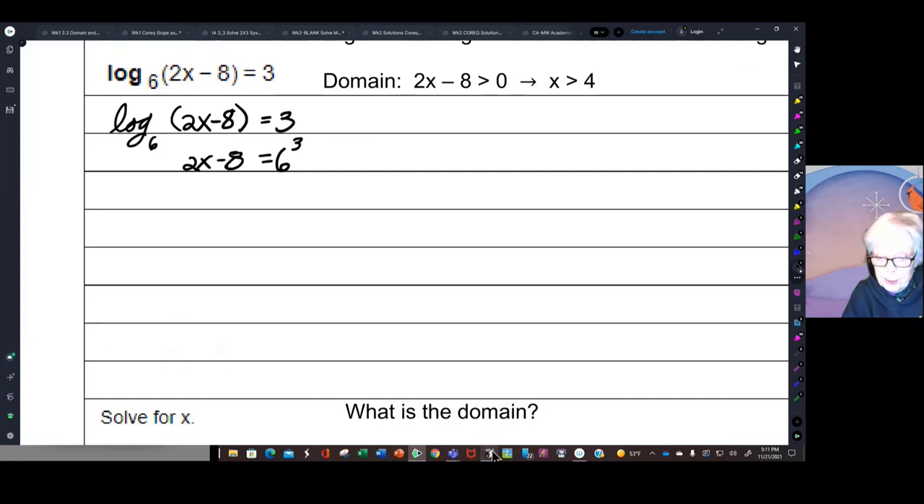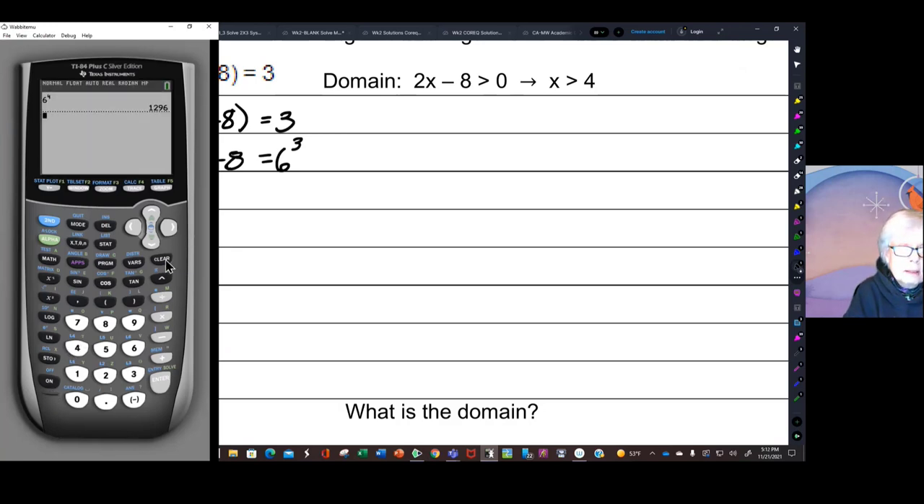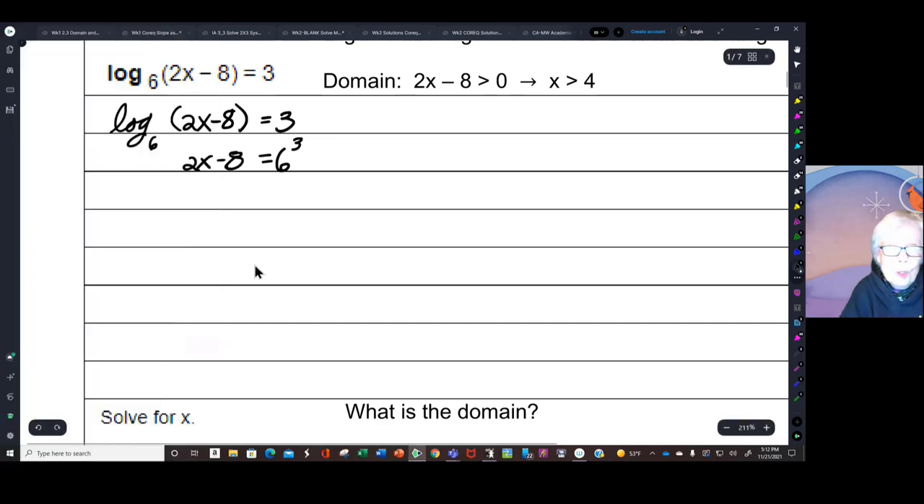Well, what is 6 to the 3rd power? 216? Don't know. 6 caret 3, enter. Yeah! Okay. So 2x minus 8 equals 216.